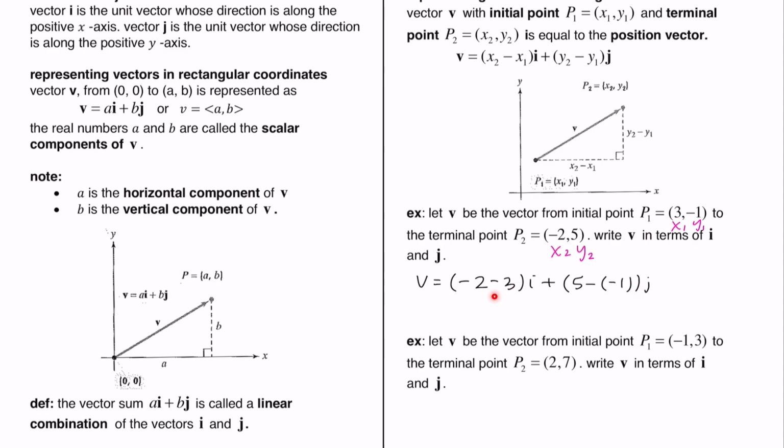So negative 2 and negative 3 makes negative 5i. And then 5 minus a negative 1 is going to be a plus, so 5 plus 1 is 6j. So here's our final vector. You can see it says v equals negative 5i plus 6j.